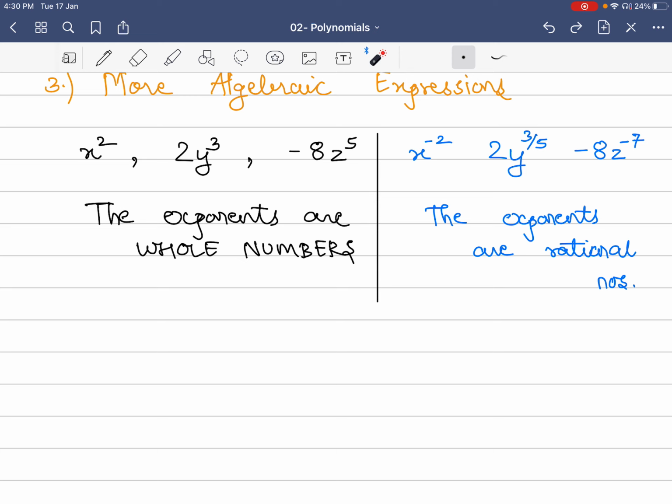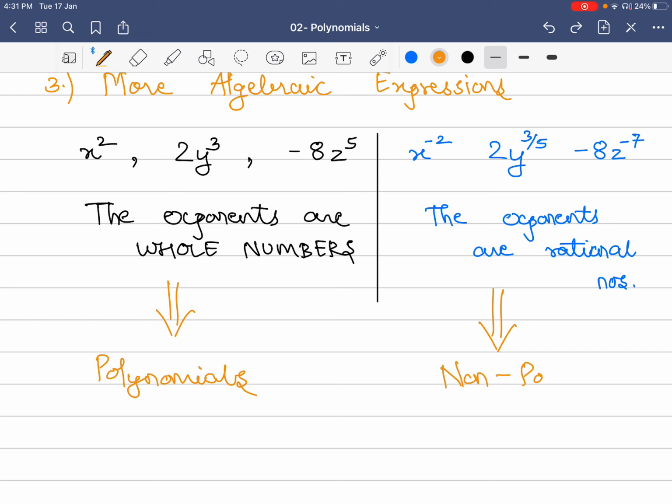But if your algebraic expression has a whole number as its exponent, then we will call those algebraic expressions polynomials. Simple. These are all called polynomials. So I'm going to write here polynomials. Whereas these expressions, they are not polynomials. So I'm going to say they are non-polynomials.